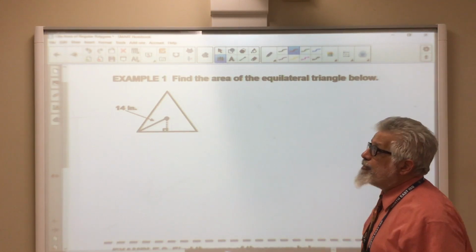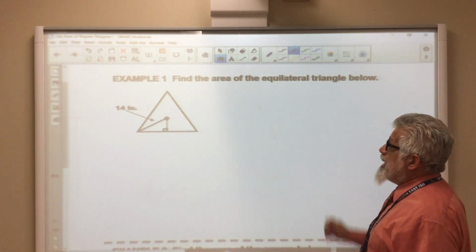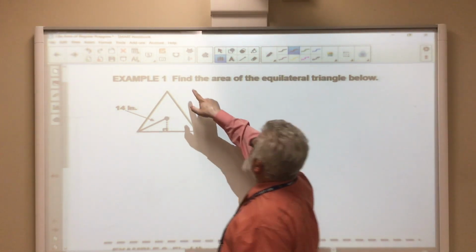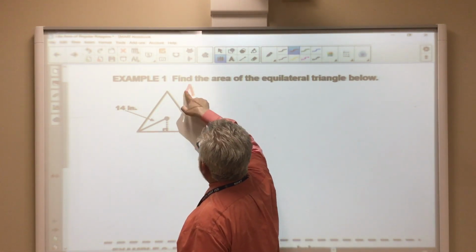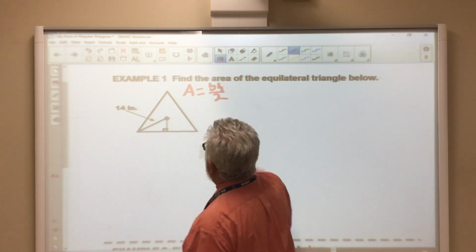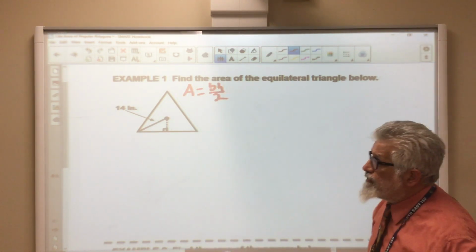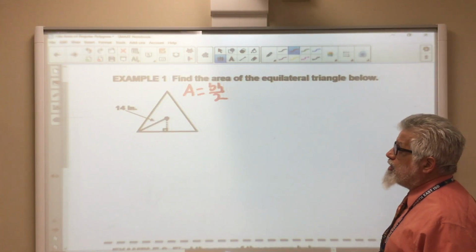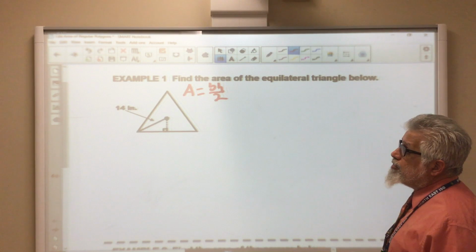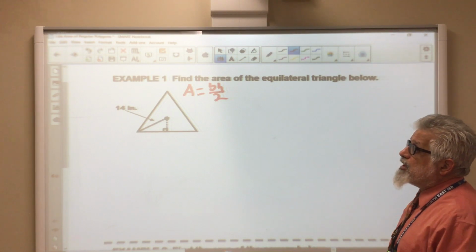Okay, in this example, we're going to find the area of an equilateral triangle. Now, the area of a triangle we know is going to be the area is equal to the base times the height divided by 2. And that's a basic formula that we all should have already learned. An equilateral triangle is a special triangle, and there are certain things that we can do with it.